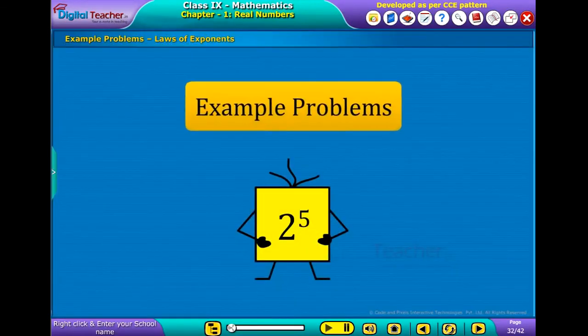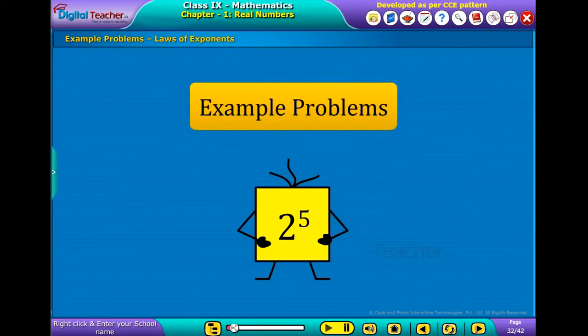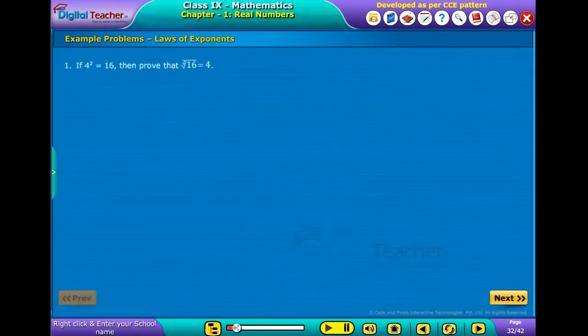Let us solve a few example problems on laws of exponents. If 4^2 = 16, then prove that the square root of 16 is equal to 4. Solution. Given that 4^2 = 16. By further solving, we get as shown on screen. If 11^2 = 121, then prove that the square root of 121 equals 11. Solution. Given that 11^2 = 121, by further solving, we get as shown on screen.